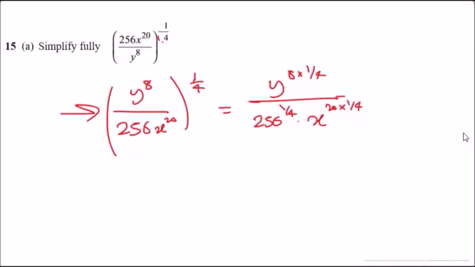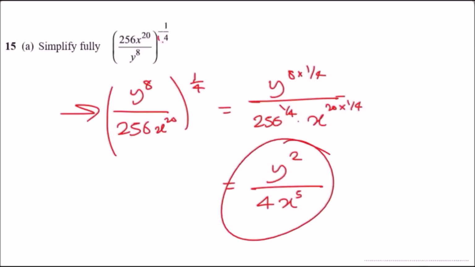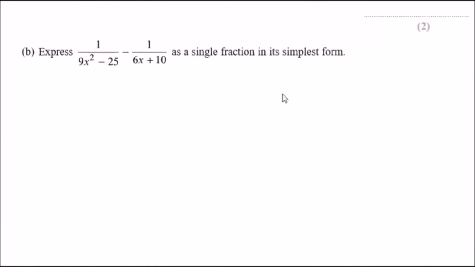And then all you want to do is firstly put all of this in the calculator. So 8 times a quarter, well, that should give us 2, y to the power 2. 256 to the power quarter gives us exactly 4. That's basically the fourth root of 256. And for the x term, 20 times a quarter is 5. Okay, and that's your answer. That's your simplified fully answer. Now, B. Express these two fractions as a single fraction in simplest form.